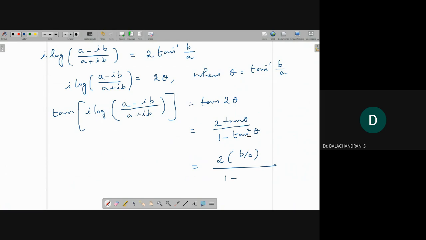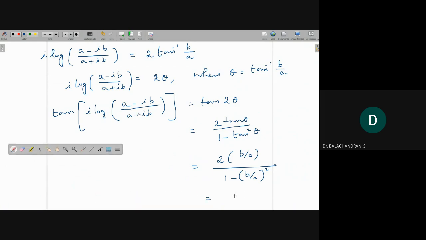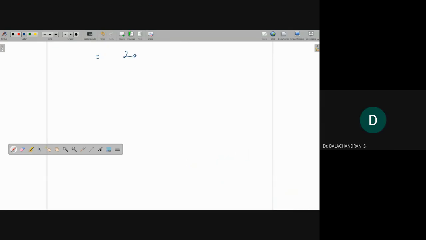One minus B by A whole square. Okay, so this is equal to 2 B by A divided by 1 minus B square by A square. Or otherwise, if A square goes to the numerator, you'll get 2AB by A square minus B square. Yes, correct. 2AB divided by A square minus B square.